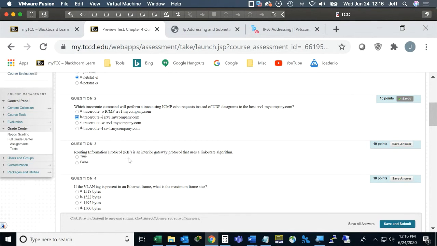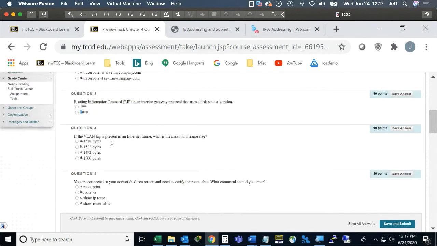Routing Information Protocol, RIP, is an interior gateway protocol that uses a link state algorithm. False. I do believe you're correct. It's not. Well, it is an interior gateway protocol, but I don't think it's link state.